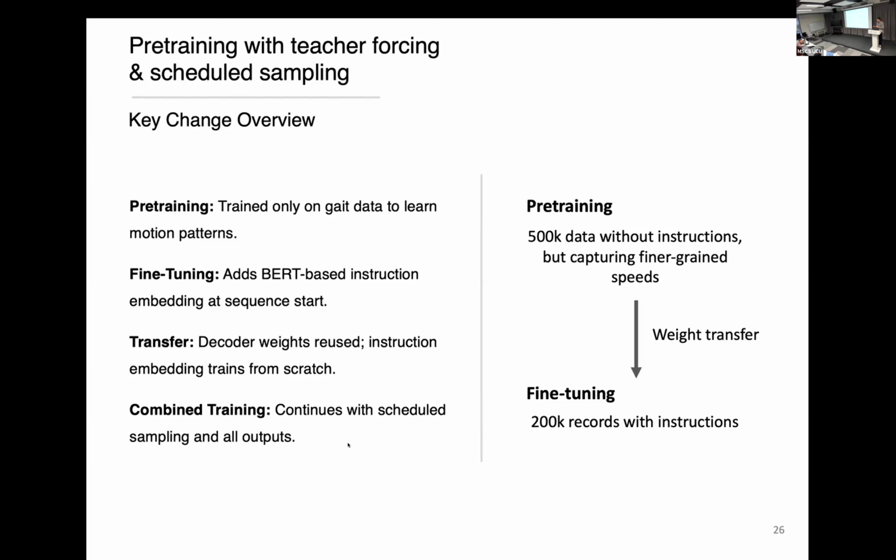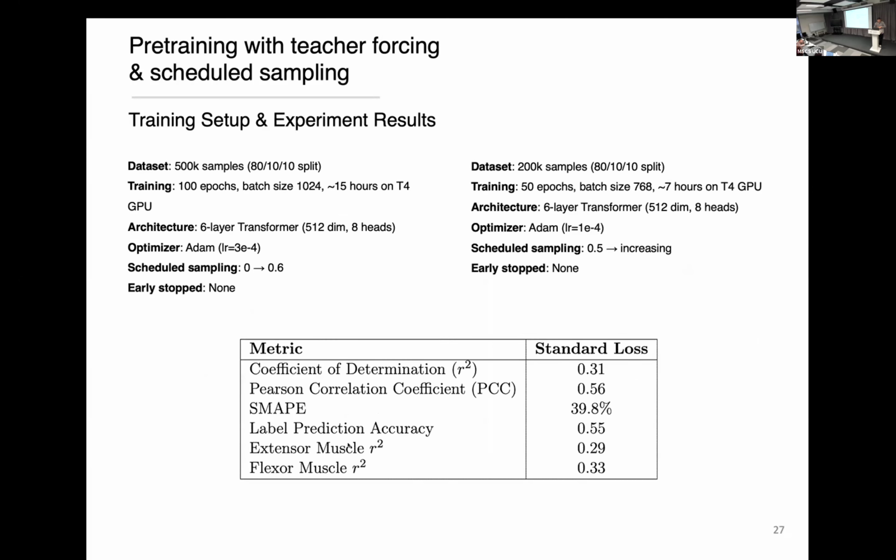Then we utilized pre-training. We utilized pre-training with this 500K data without instructions. We pre-trained our model solely on gates, also utilizing teacher forcing and scheduled sampling. After that, we fine-tuned our model, transferring weights from the pre-trained model and adding a language BERT-encoded instruction at the sequence start. And here are our results. We actually had some progress here because our R-squared rose a bit, by 0.0405 points, and also for the Pearson correlation coefficient and SMAPE.